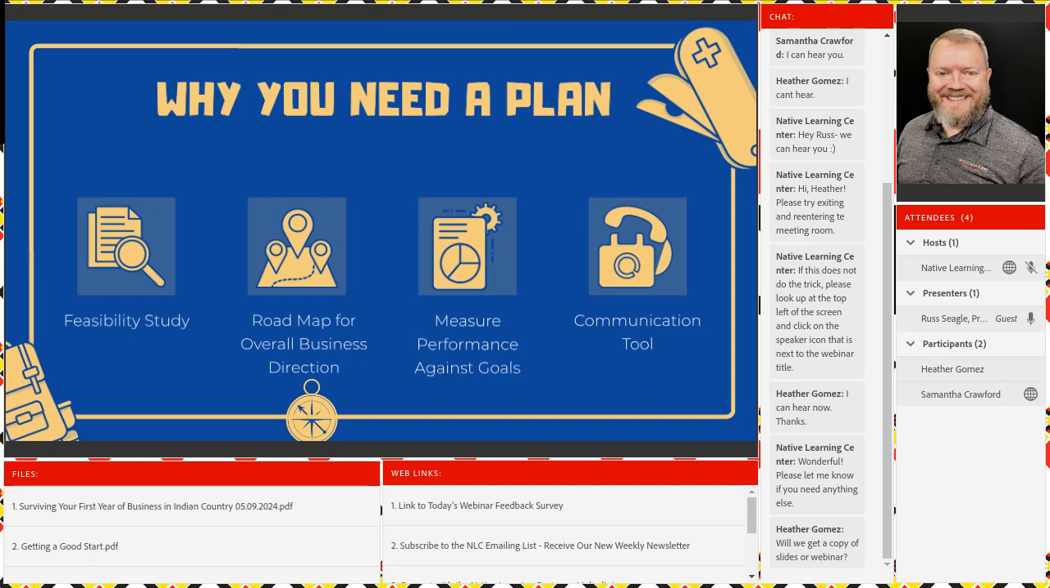Your business plan is also going to help you measure performance against those goals. Not only are we just trying to decide, are we where we're supposed to be, but hey, maybe we're exceeding our goals. Maybe we're doing much, much better than we thought, and we need to increase our aggressiveness and go for bigger goals.